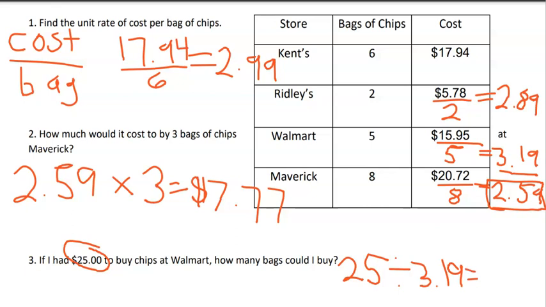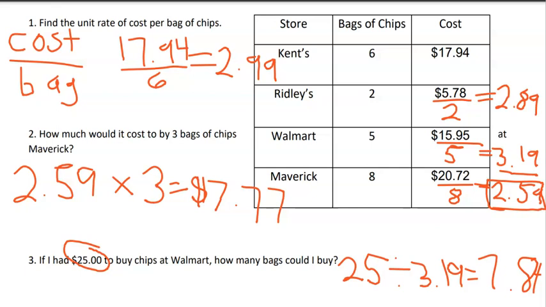When we do this, it's going to tell us how many bags of chips that we could afford. So remember, the procedure is to take the total amount of money you have and then just divide it by the unit rate, which is the cost for 1 bag. When I put this in my calculator, I get a decimal. I get something like 7.84 if I round correctly. But looking at this, can I actually buy a partial bag of chips? Would Walmart actually sell me that?